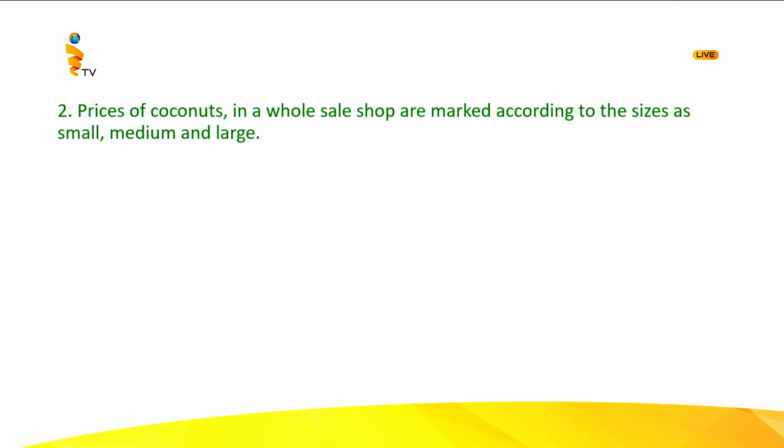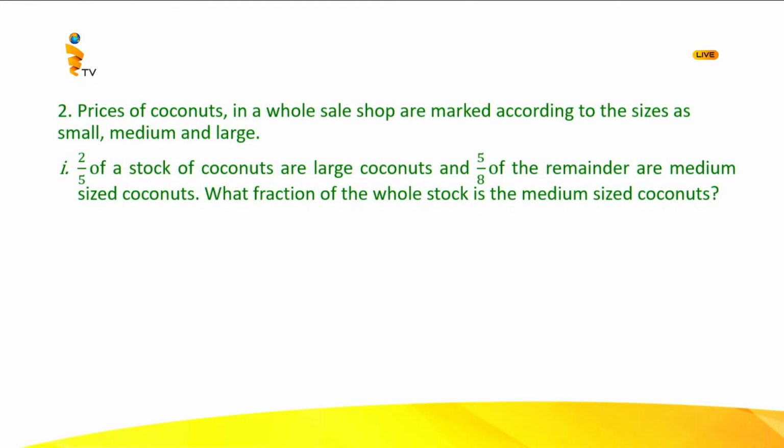Prices of coconuts in a wholesale shop are marked according to the sizes as small, medium and large. The first part: 2/5 of a stock of coconuts are large coconuts and 5/8 of the remainder are medium-sized coconuts. What fraction of the whole stock is the medium-sized coconuts? Now, this is a very practical situation nowadays.